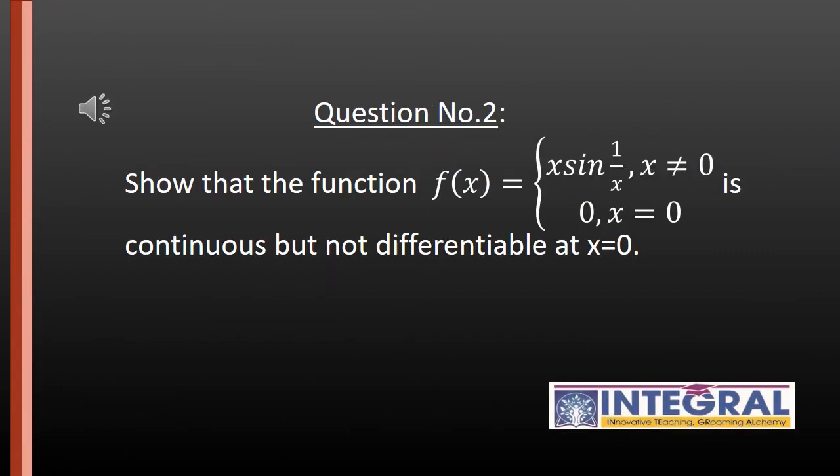Now coming to the next question. Show that the function f of x equals x sine 1 by x for x not equal to 0, and 0 for x equals 0, is continuous but not differentiable at x equals 0. We have to show that it is continuous but it is not differentiable at x equals 0.